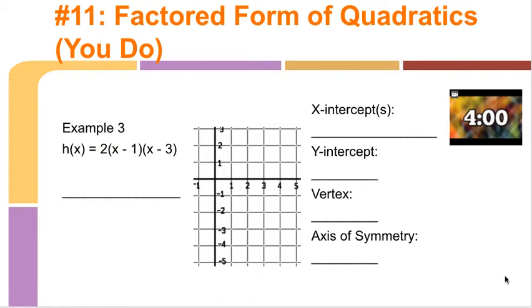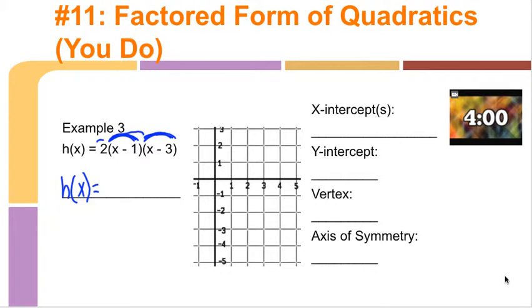So example 3, again, I want to find my standard form. So in this case, my function is called h of x. And notice here how I've got 2 outside and x minus 1 and x minus 3. So what you could do is just figure out what x minus 1 and x minus 3 are multiplied, and then multiply all that by 2. So that's what I'm going to go ahead and do.